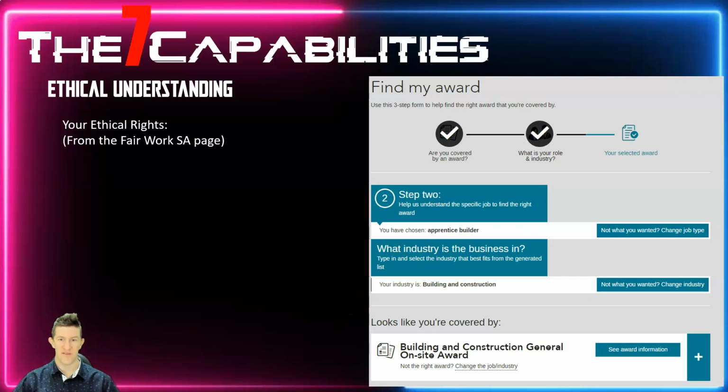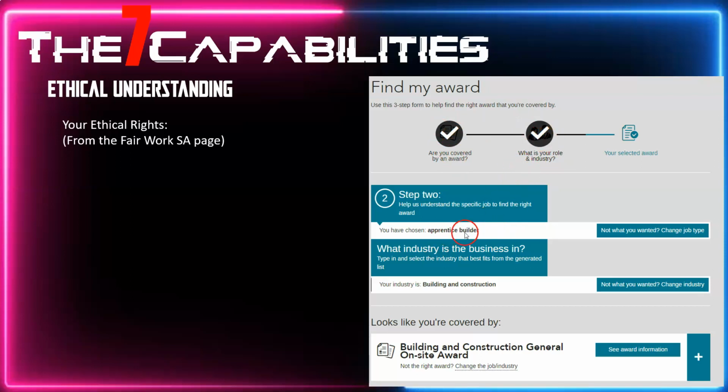So if you go to the Fair Work SA page, and again, I've linked this on the OneNote, it's a simple process. It's very step-by-step. It asks you all these questions. And I followed this process to find the award for a builder. So say you wanted to be just a general construction builder, either industrial or non-commercial. It gives you that option as you work your way down. But basically it looks a bit like this. So you start by saying, I want an award. It asks, are you covered? You say yes. What's your role in industry?